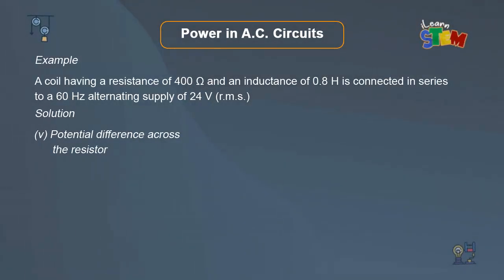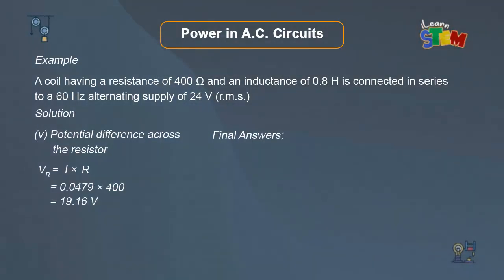Step 5. Potential difference across the resistor. This is current multiplied by resistance. So, 0.0479 times 400, which equals 19.16 volts.